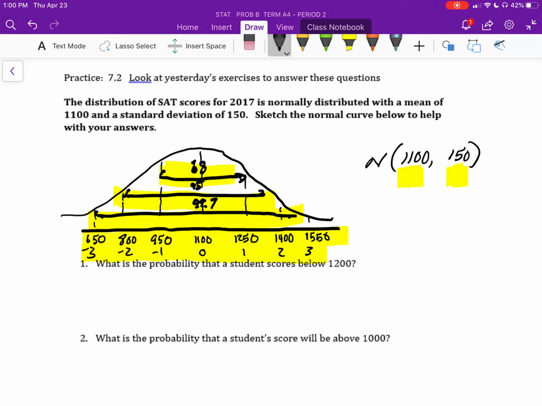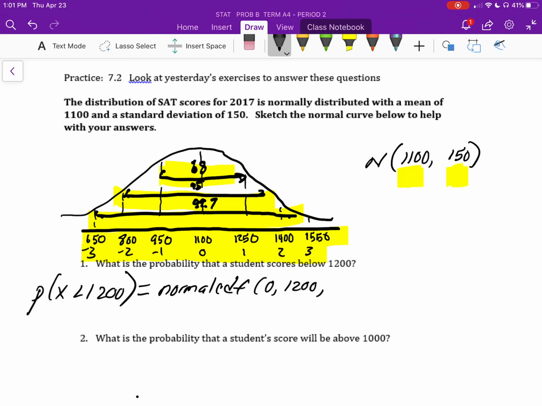So for this first one, what's the probability that a student scored below 1200? So we want to know the probability that x is less than 1200. And so that's going to be our normal CDF. We're going to start at 0 all the way up to 1200. Those are all the possibilities. You can't get a 0 on the SAT, but we'll go all the way down to 0. So the mean is 1100. Standard deviation is 150.